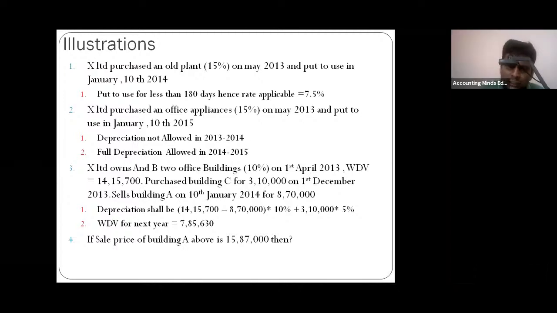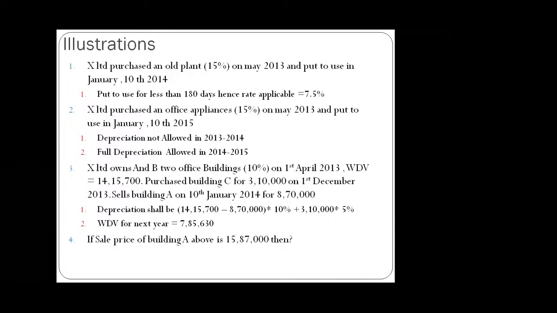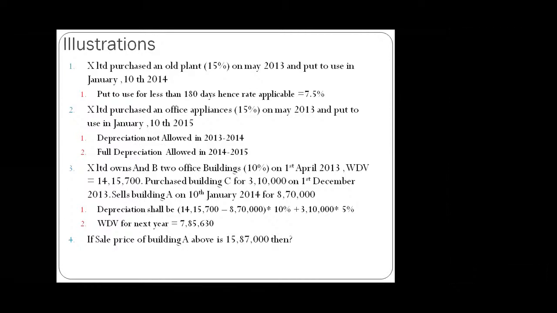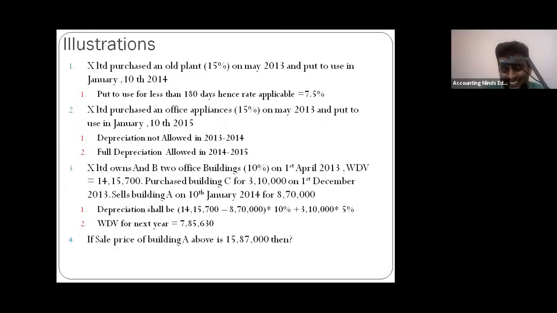The next question is: use the same information, but the sale price of building in the above question is 15,87,000. Now, what will be your answer? So we will get short-term capital. No. Read carefully, Nitya. For A and B, sir, for A we will get short-term capital. No, it doesn't work like that.